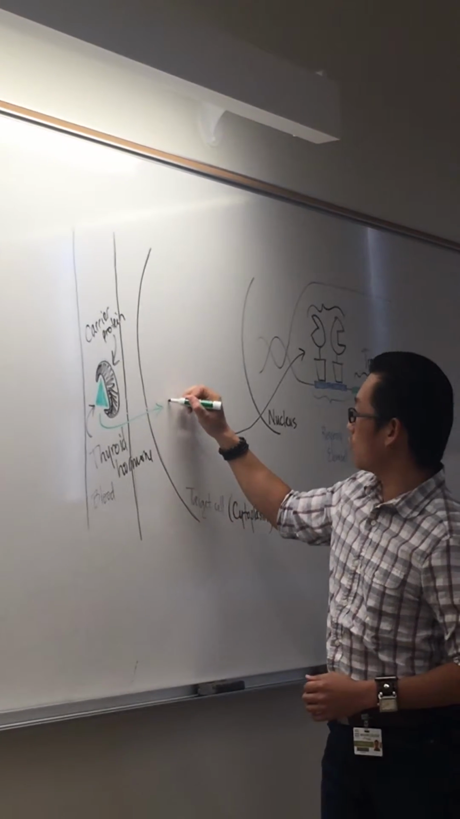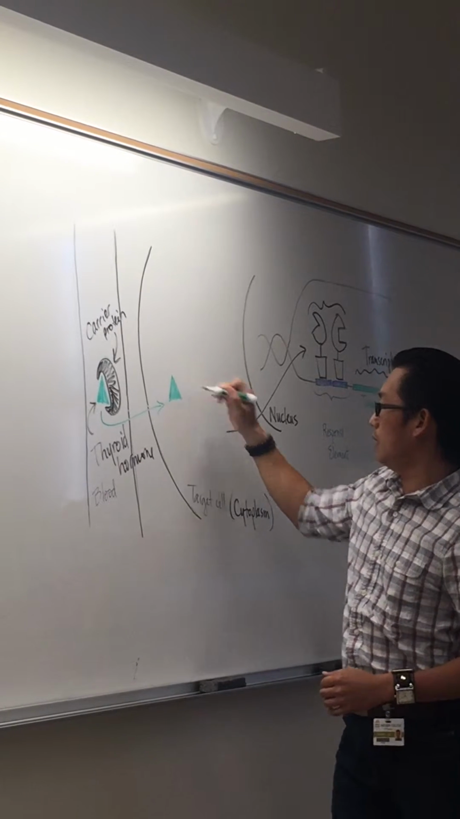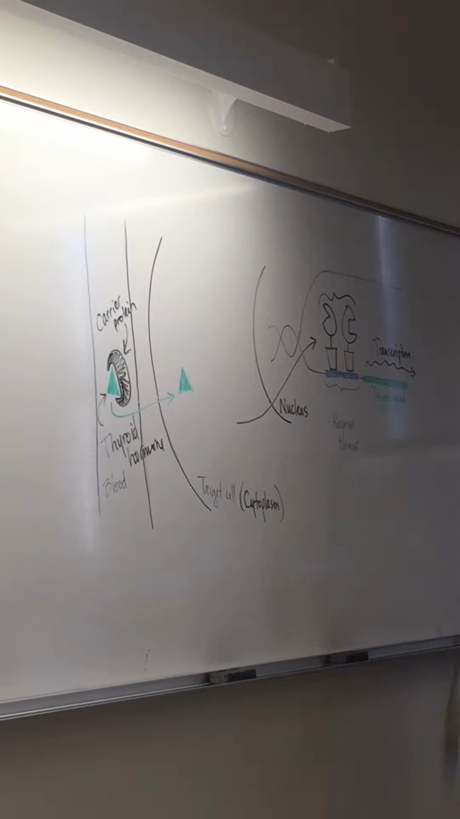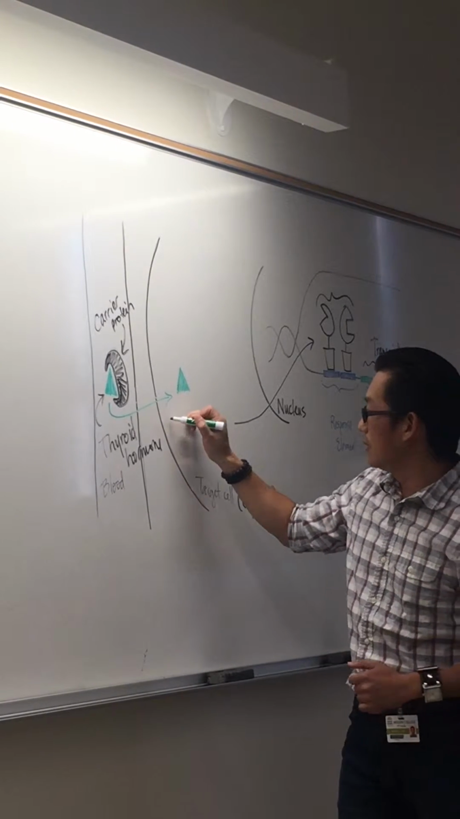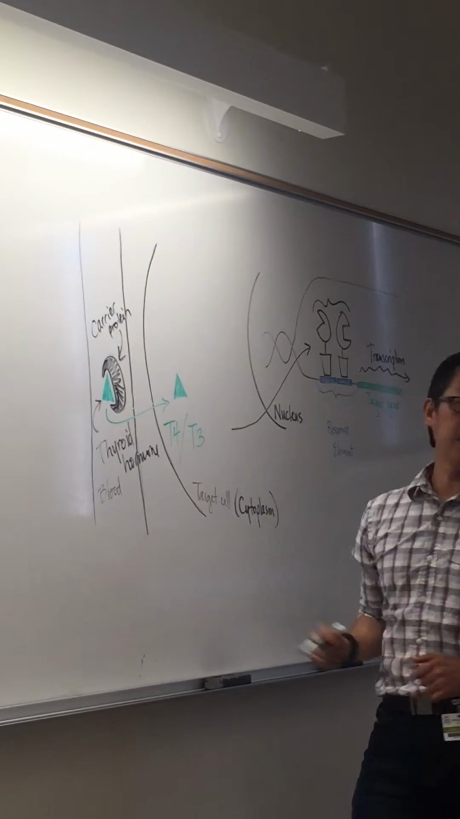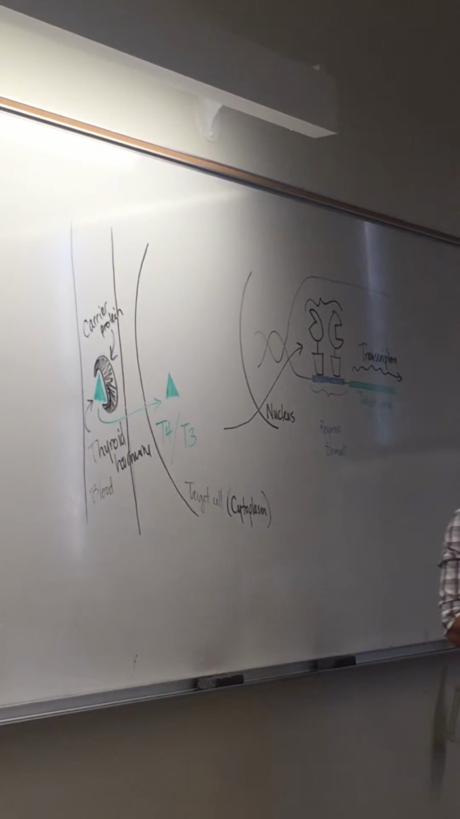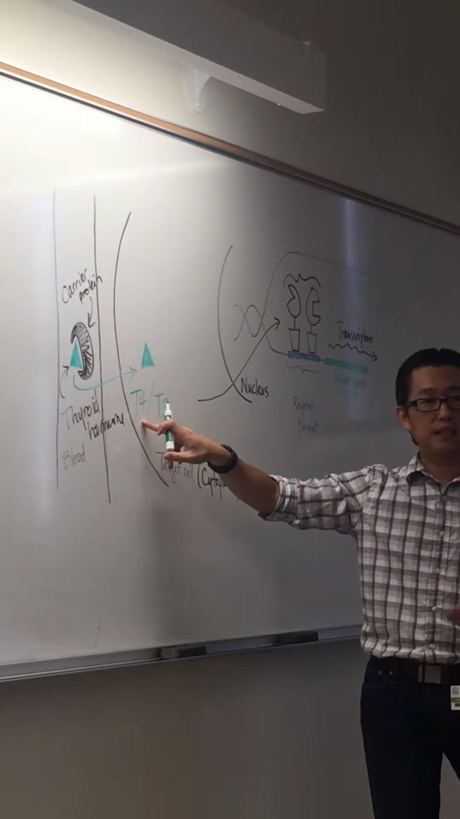Okay. So the thyroid hormone moves in here. Now later on we'll talk about different types of thyroid hormones, but actually let's talk about it right now. There's two types. There's a T4 and a T3. Okay. The T3 is its active form. T4 is its inactive form.